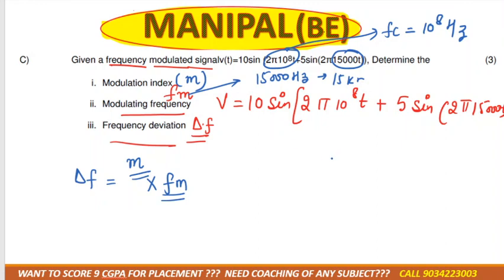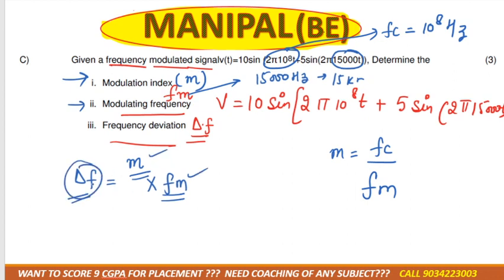So what is the formula for the modulation index? That is FC by FM. So can you solve it? We'll have FC and we'll have FM. After this we'll get the modulation index, the M value, and we'll have FM. Now if we substitute M and FM in the formula, then we'll get the change in frequency also. Correct? Now see, it's an easy question or not? Right?